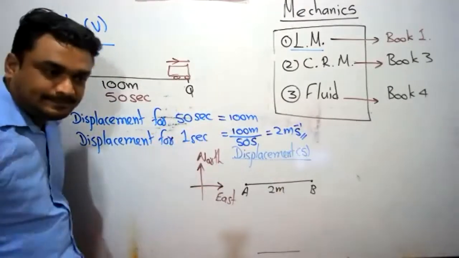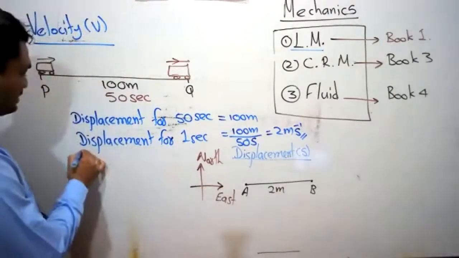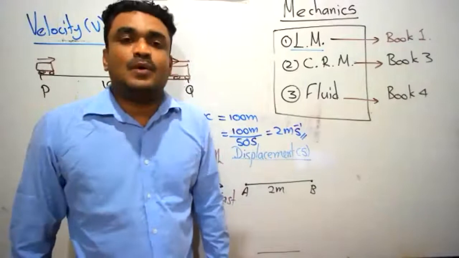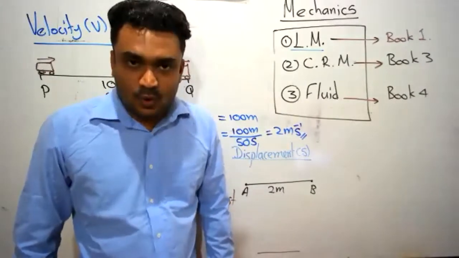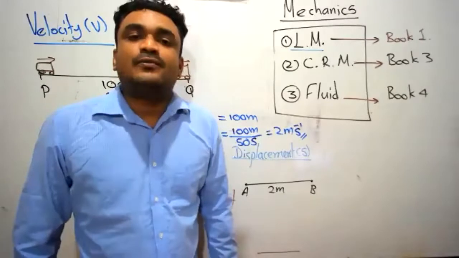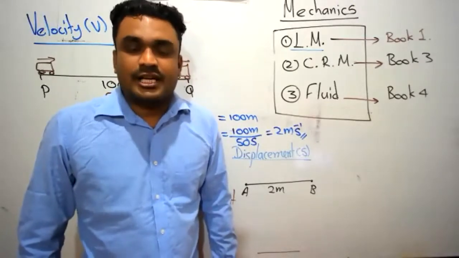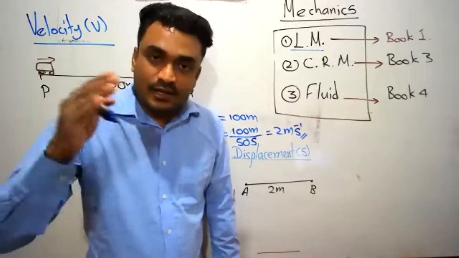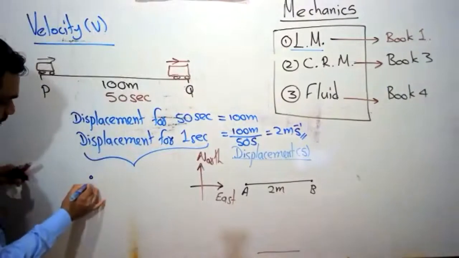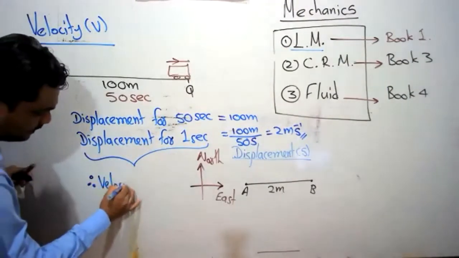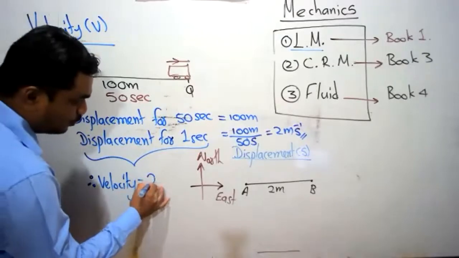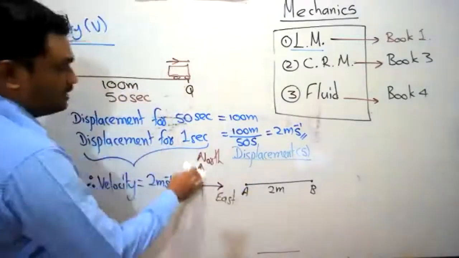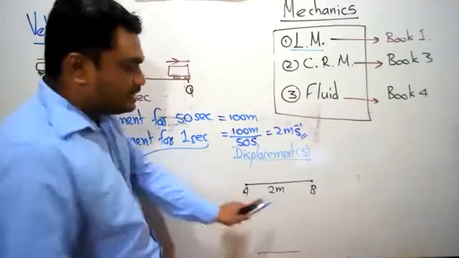Displacement for 1 second is said to be displacement for a unit time. Displacement for a unit time is said to be the rate of change of displacement. Rate of change of displacement is the velocity. Therefore, the velocity is 2 meters per second. So what is the unit of velocity here? Meter per second. What is the unit of displacement?